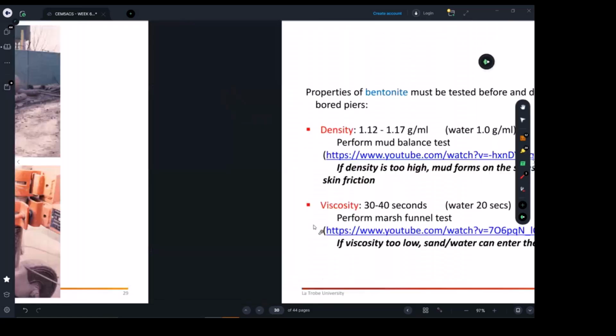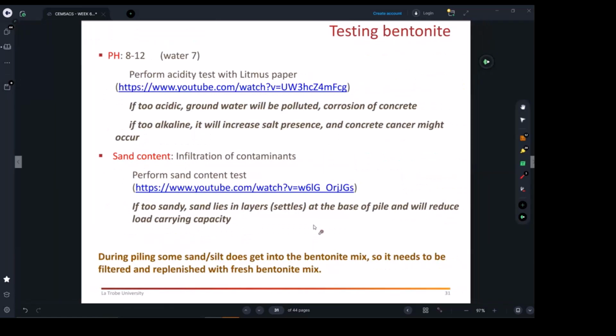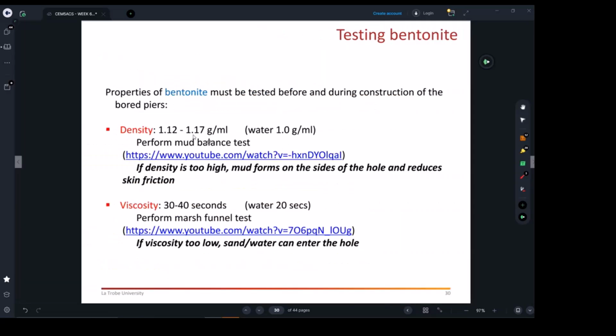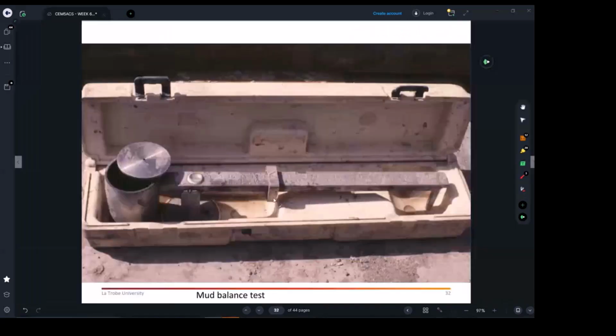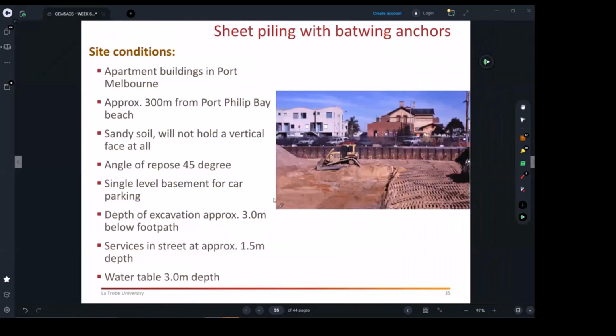So we have to test the bentonite before pouring the concrete, and also after we collect the bentonite. We check the pH level, we check the sand content, we check the density, we check the viscosity to make sure it's going to do the job it's supposed to be doing. Yes, these are the main checks. They are very straightforward to take you through, but you may be asked about them, so you need to know them to see how the whole story works together.